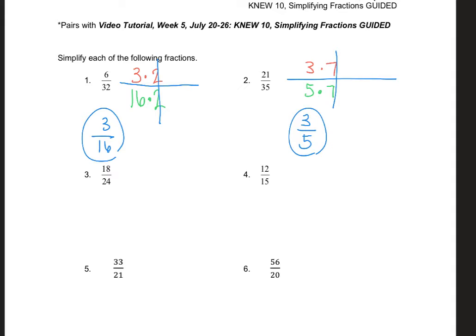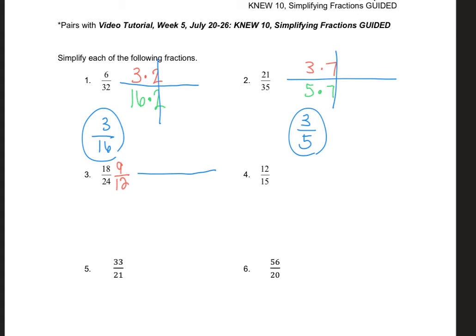All right. Number 3, we have 18 over 24. So I can rewrite the 18, 1 times 18, 2 times 9, 3 times 6, and that's really it. Sometimes, if they're both even, really quickly I can cut it in half and see if that helps me. So maybe I do that for this one. So right here, I really quick cut this in half, and I get 9 over 12, okay?